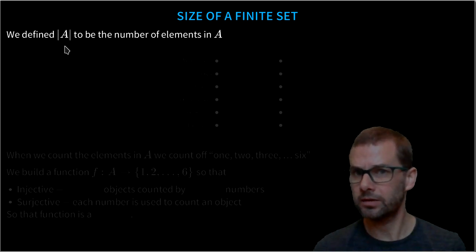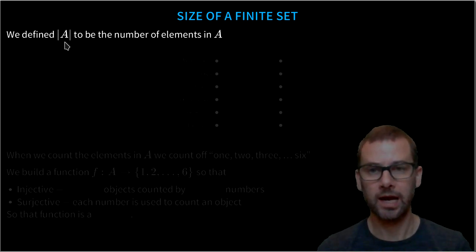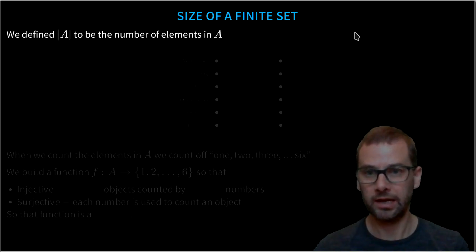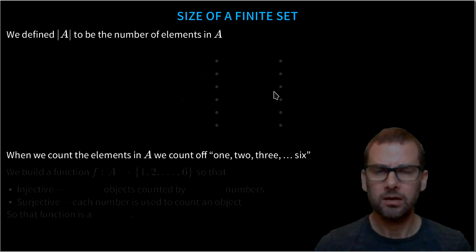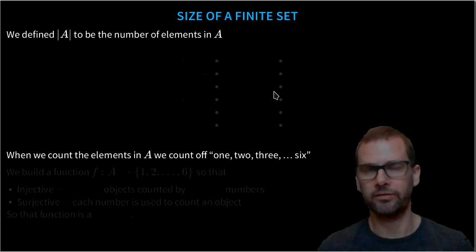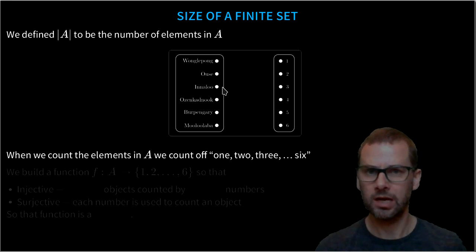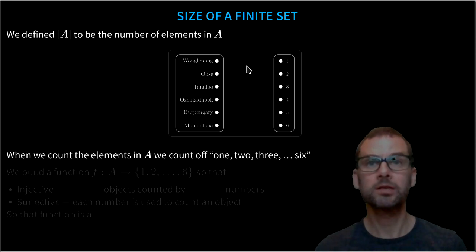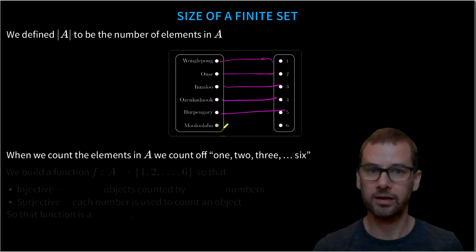So we define the cardinality of A, written by putting these absolute value signs around A, to be the number of elements in A. Now, when we count the number of elements in A, we typically, in our minds, count off the numbers 1, 2, 3, 4, 5, 6. So for example, if I have a set here of place names, and numbers 1, 2, 3, 4, 5, 6, when we count off the elements of this set, we're basically saying, there's 1, there's 2, there's 3, there's 4, 5, 6.